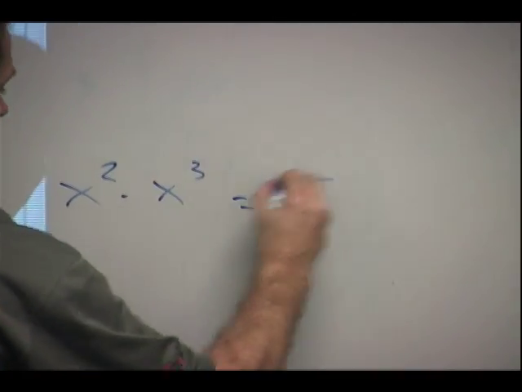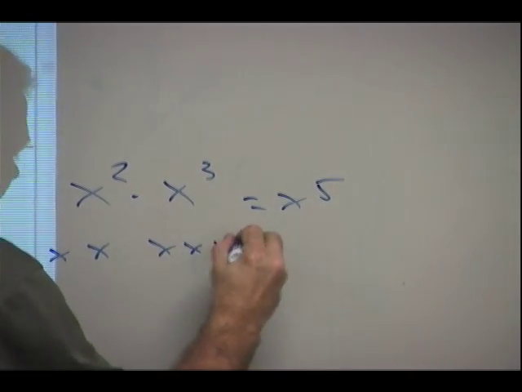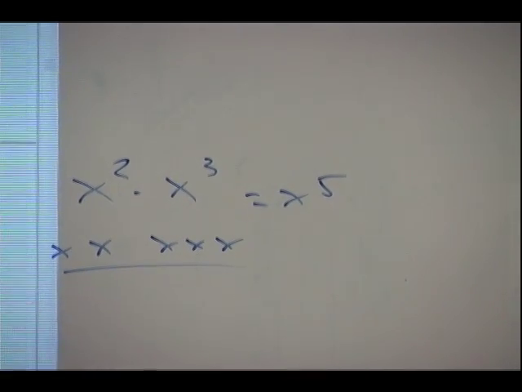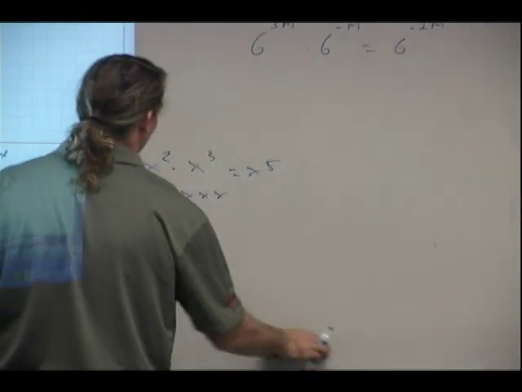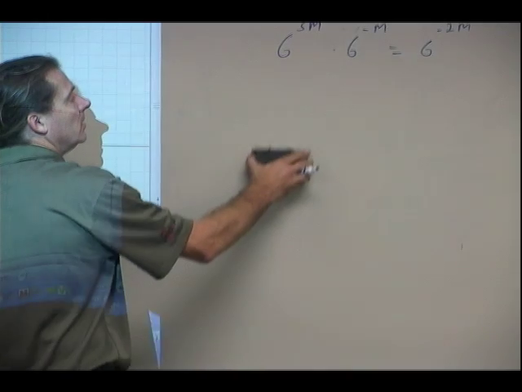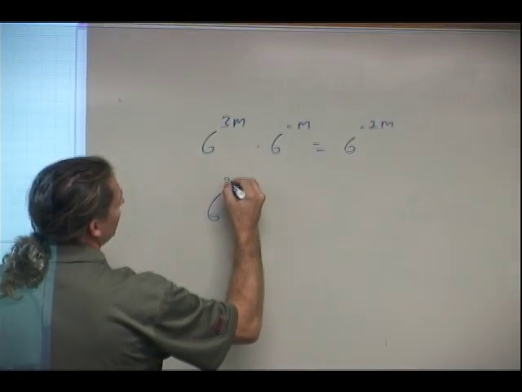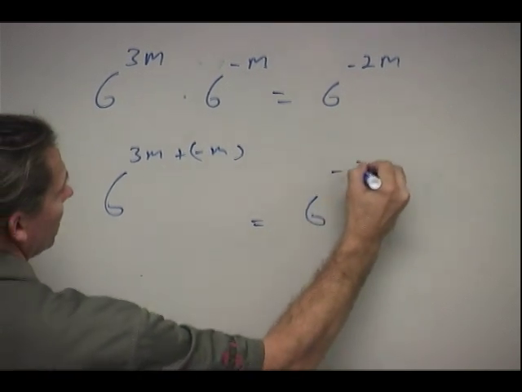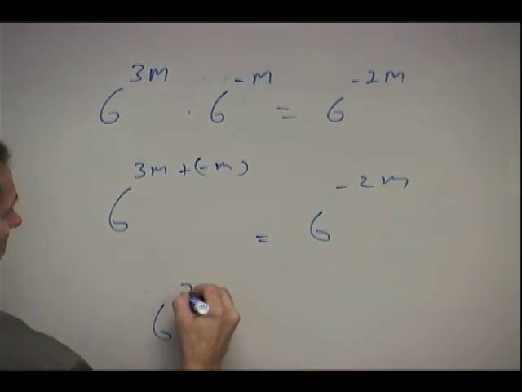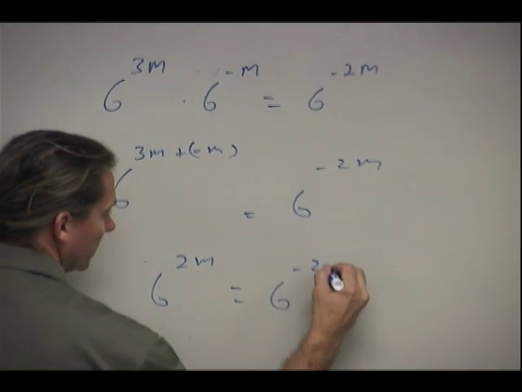X to the 5th. There are 2 of them here and 3 of them here. How many together? Of course, you add the exponents when you multiply. Don't multiply the exponents. That's for when you raise a power to a power. So this becomes 6 to the 3m plus minus m equals 6 to the minus 2m. This is 6 to the 2m equals 6 to the minus 2m.